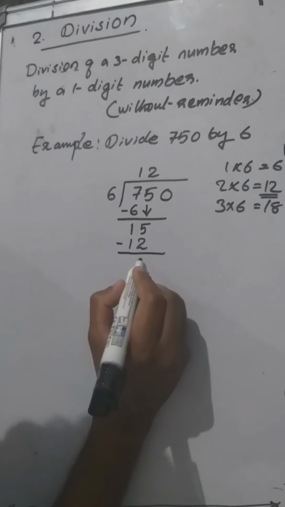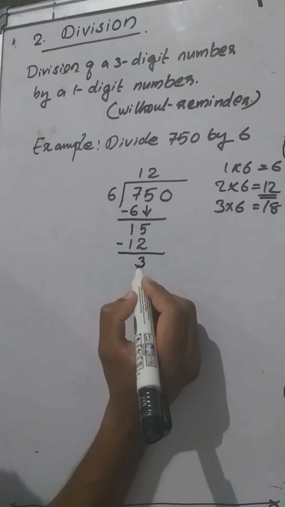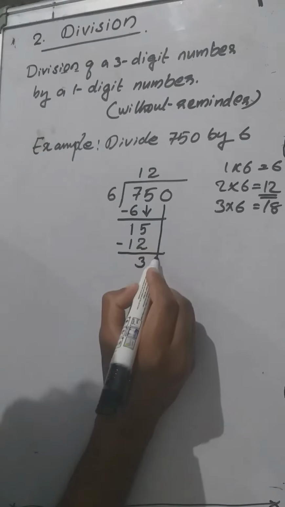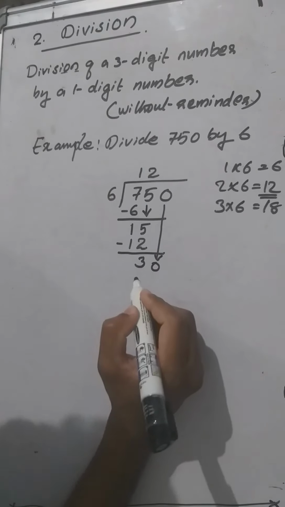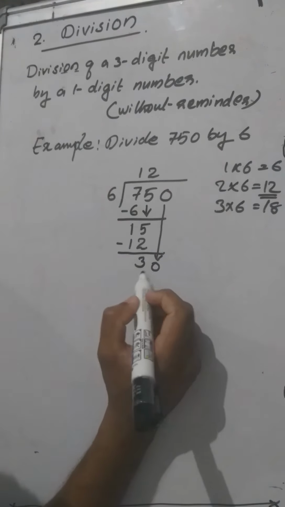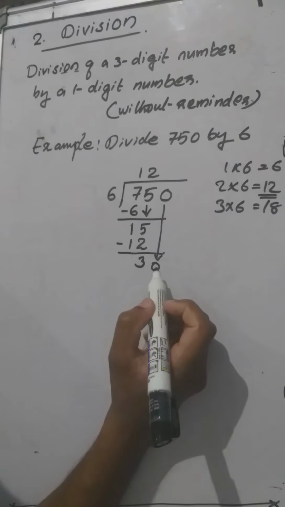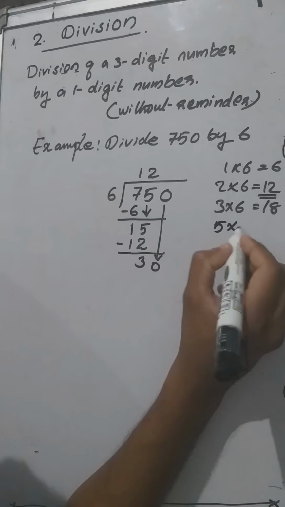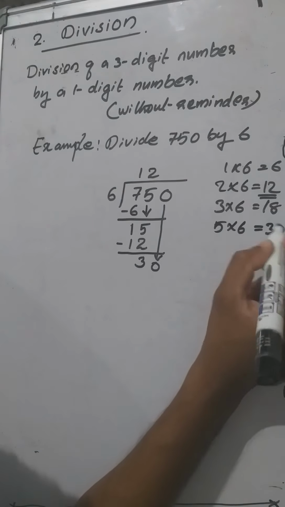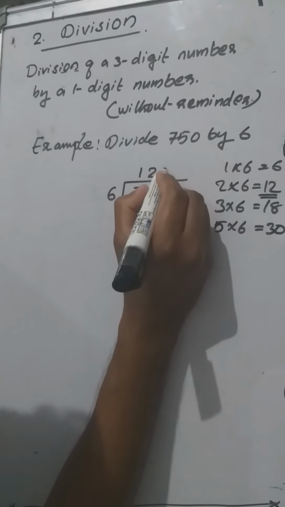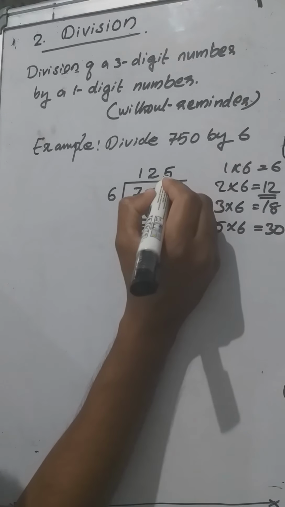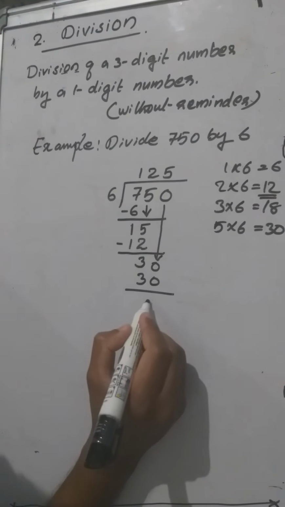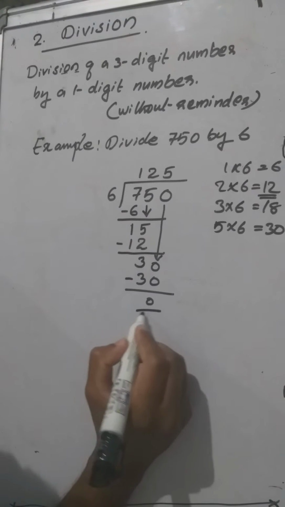So 12 plus 3 is equal to 15. Now we write this 0 here. Now the number changes into 30. Now we have to find how many 6s are in 30. So we know that 5 6s are 30. So we have tried 5 as a quotient digit. 5 6s are 30 here. Now 30 minus 30 is equal to 0.